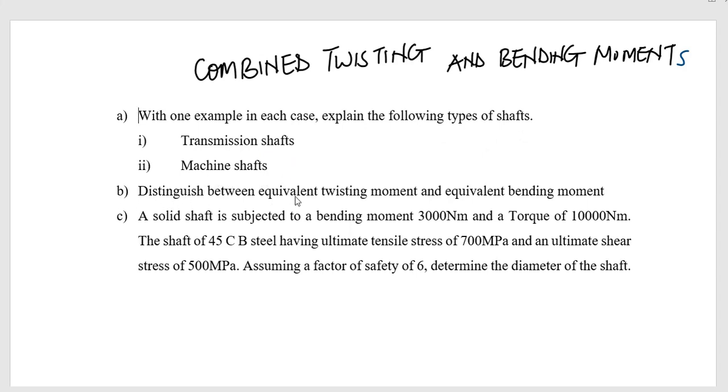Part B, distinguish between equivalent twisting moment and equivalent bending moment. Part C, we have a question that says a solid shaft is subjected to a bending moment of 3000 Newton meter and a torque of 10,000 Newton meter. The shaft of 45C8 steel having ultimate tensile stress of 700 megapascals and an ultimate shear stress of 500 megapascals. Assuming a factor of safety of 6, determine the diameter of the shaft. Let us look at solutions.